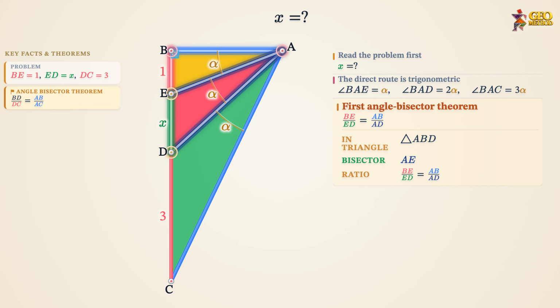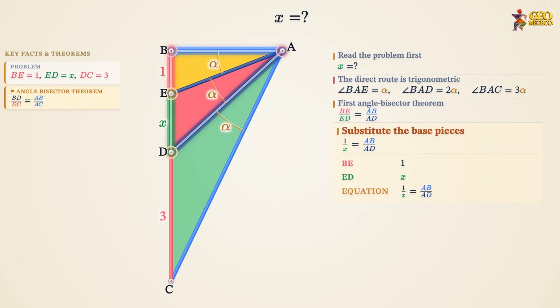Because ray AE splits angle BAD into 2 equal alpha angles, it is an angle bisector in triangle ABD. The angle bisector theorem gives BE over ED equals AB over AD. Now substitute the given base lengths. Segment BE is 1 and segment ED is x, so the left side becomes 1 over x.